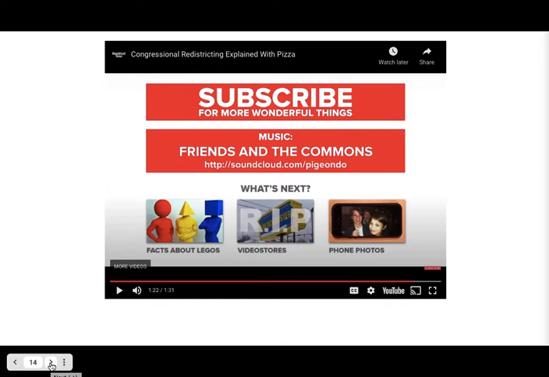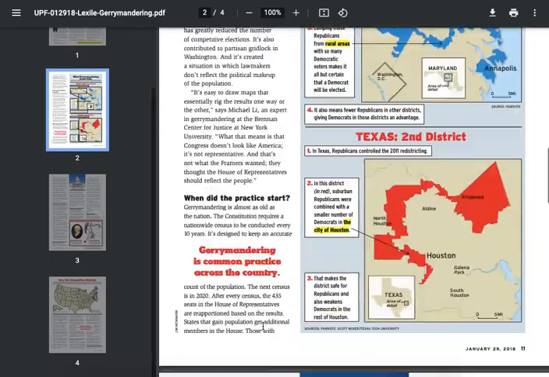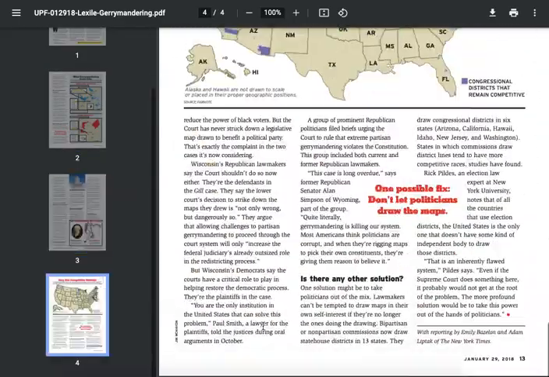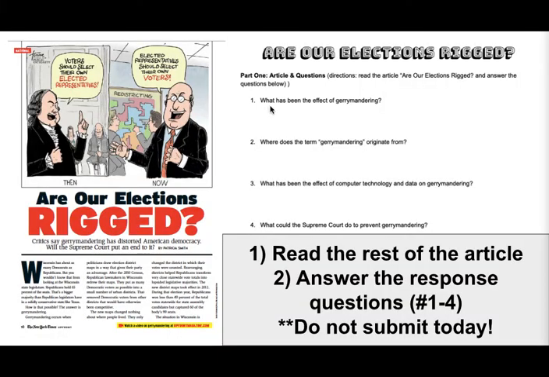We're going to talk about gerrymandering for the rest of today as well as tomorrow. You're going to read the rest of the article, which, by the way, looks like 4 pages. It's really a ton of graphics and maps, so it'll go by very, very fast. After you're done reading the article, you're going to answer some comprehension questions, questions 1 through 4 on the activity titled Are Our Elections Rigged? Do not submit it after that, but that's all you need to do to complete the activity for today. Tomorrow, we will do parts 2 and 3.